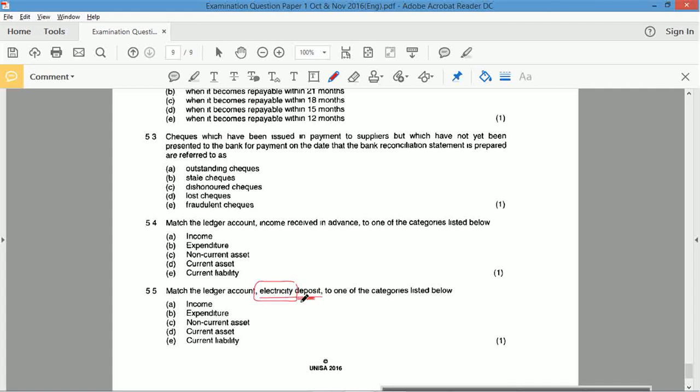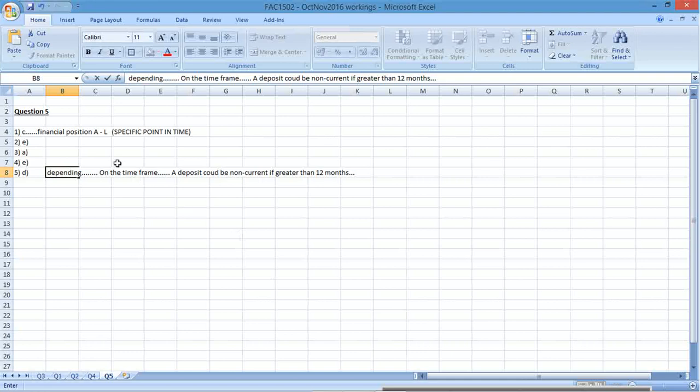it's an asset. Right, and those are the 5 questions. Great.